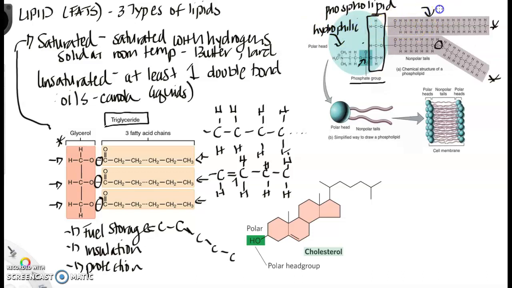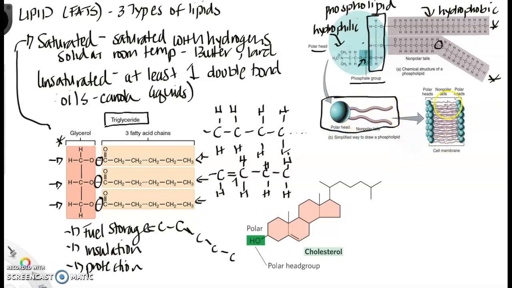This area is hydrophobic. So this little thing, it looks like a little man, and this area up here is the polar head, hydrophilic head, and this over here is the nonpolar tail or hydrophobic tail. So it looks kind of like this.